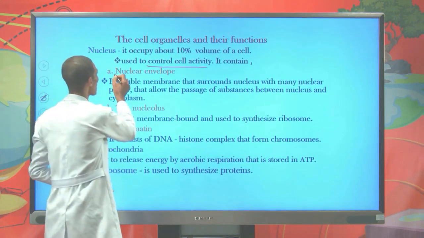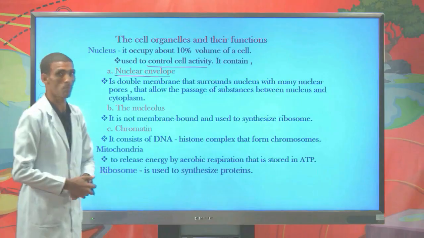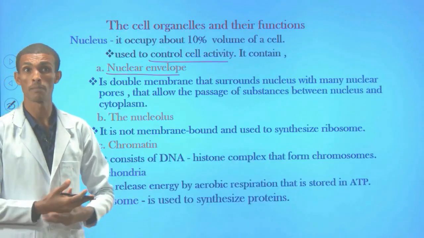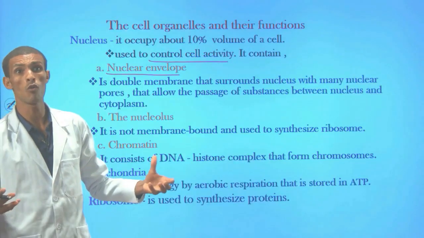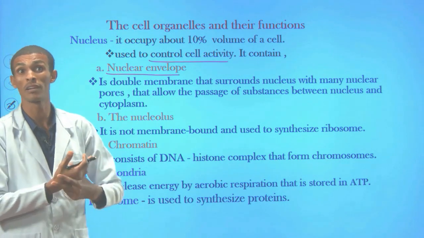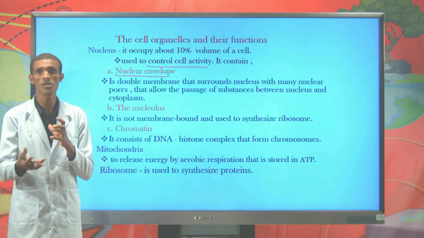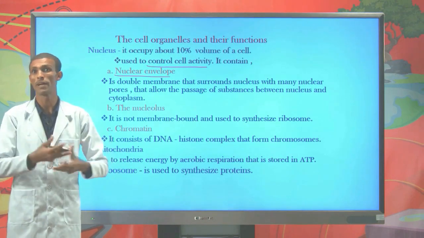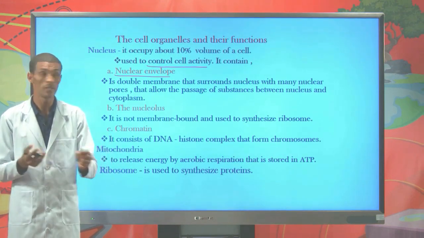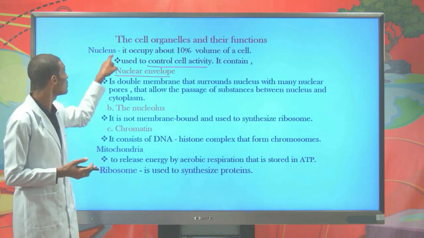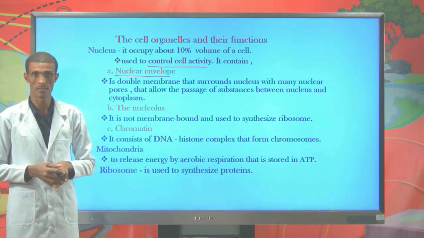The nucleus contains a structure called the nuclear envelope, which is a double membrane. There are many pores found on the nuclear envelope, which are very important in the exchange of material between the cytoplasm and the nucleus. So, the nucleus is a double membrane containing organelle.